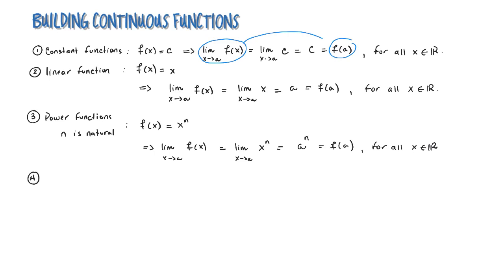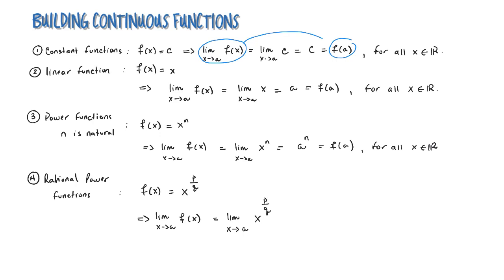Similarly, we're going to have, let's say, rational power functions. Let's call them like this. These are functions of the form f of x equals x to the p over q. Again, assuming here that p over q is in lowest terms. So if we now take the limit as x approaches a of f of x, and a must be in the domain of this function, then we are going to have that this is equal to the limit as x approaches a of x to the p over q.